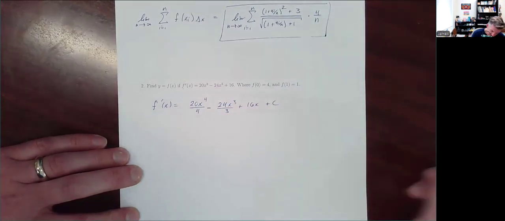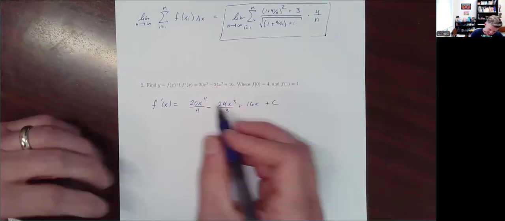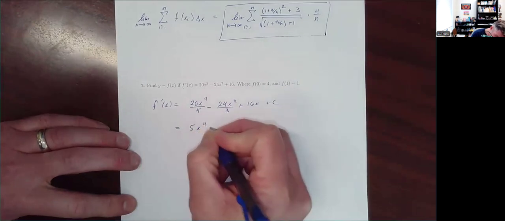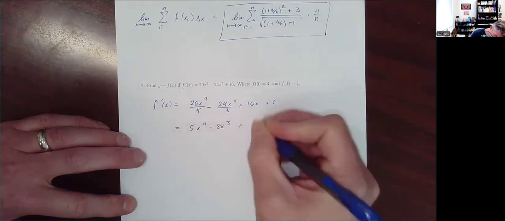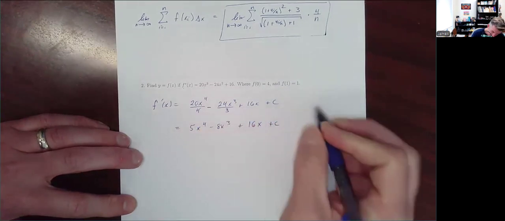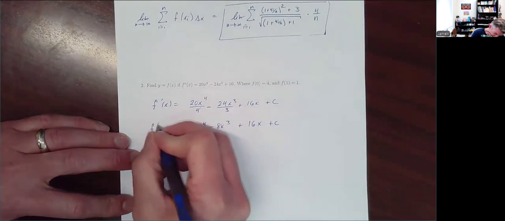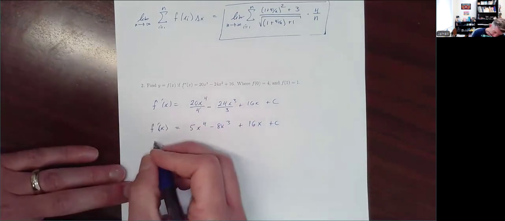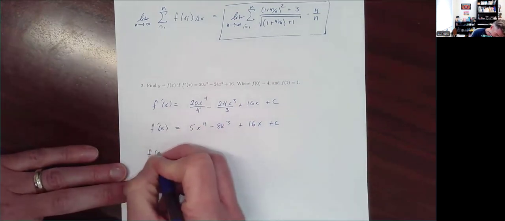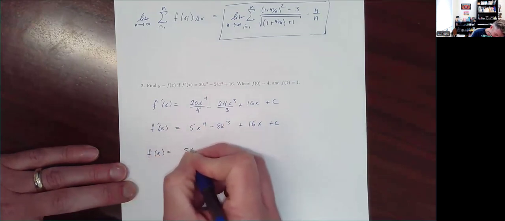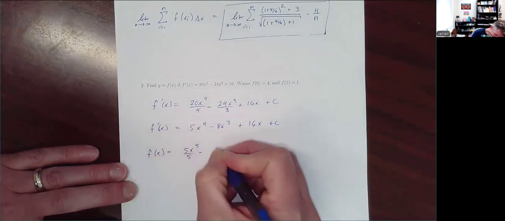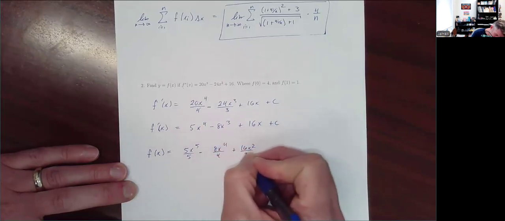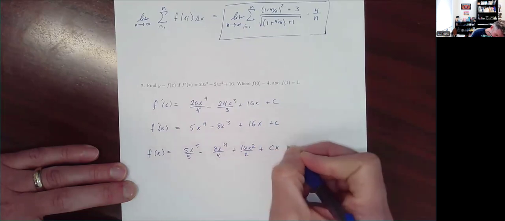plus c. And since we're going to antidifferentiate this again, I would go ahead and simplify it. So f prime of x is 5x to the 4th minus 8x cubed plus 16x plus c. We don't know f prime of anything right now, so we can't plug in anything and find what c is equal to. So then we're going to antidifferentiate again to get the original function f of x. So we're going to get 5x to the 5th over 5 minus 8x to the 4th over 4 plus 16x squared over 2 plus c times x plus another constant.